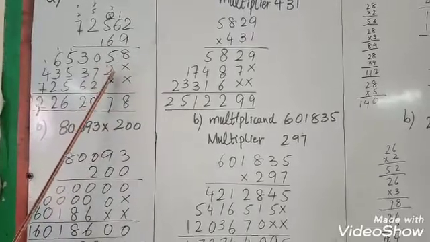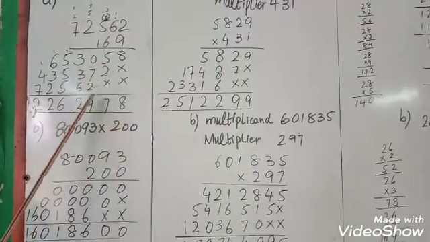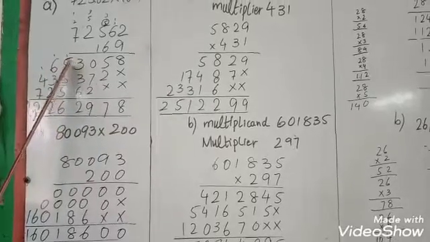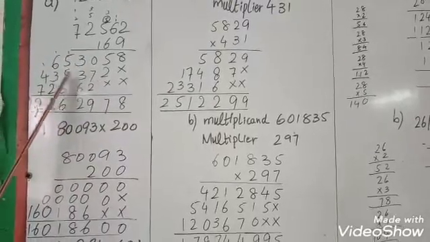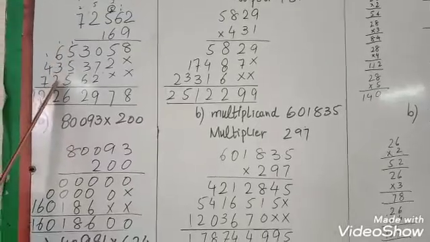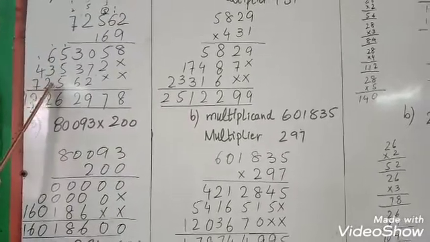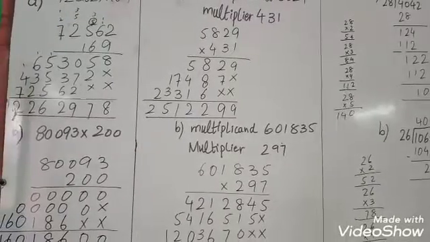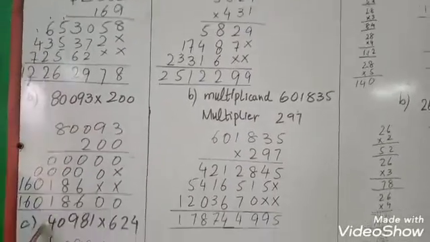8, 5 plus 2 is 7, 7 plus 2 is 9, 3 plus 3 plus 6 is 12, 2, 1 carry, 5 plus 5 plus 5 is 15 plus 1 is 16, 6, 1 carry, 6 plus 3 plus 2 is 11 plus 1 is 12, 2, 1 carry, 4 plus 7 is 11 plus 1 is 12. Next questions are also the same.